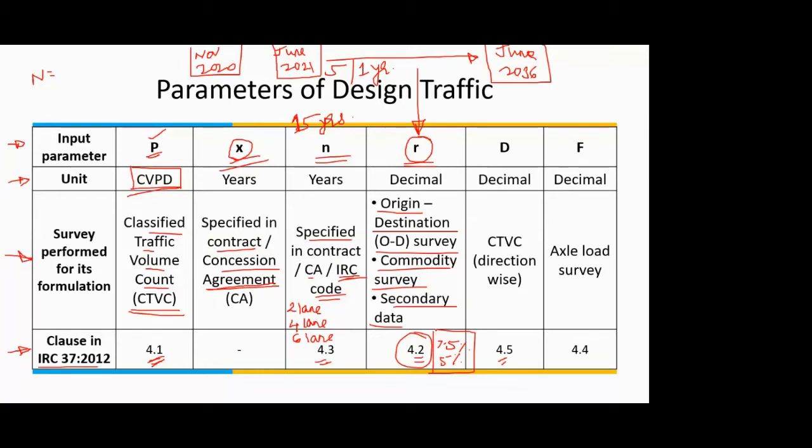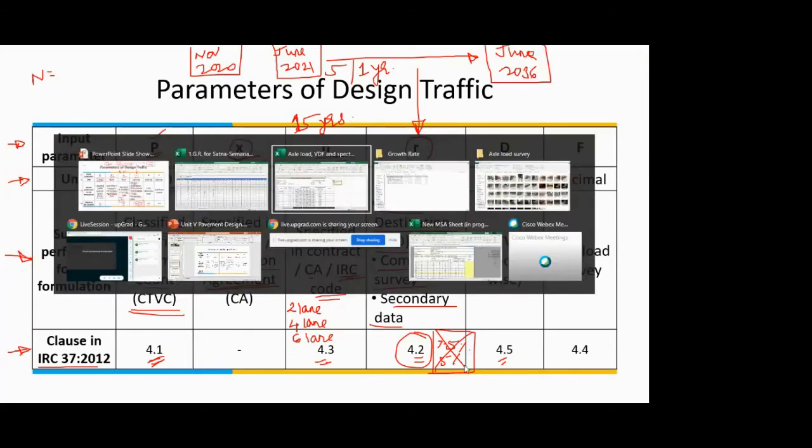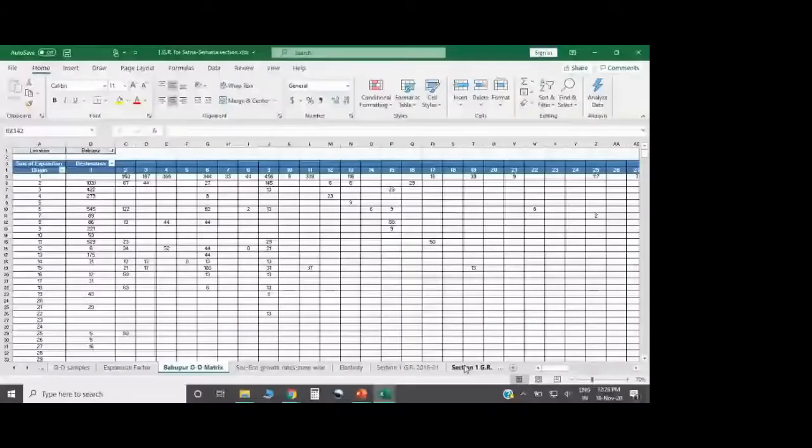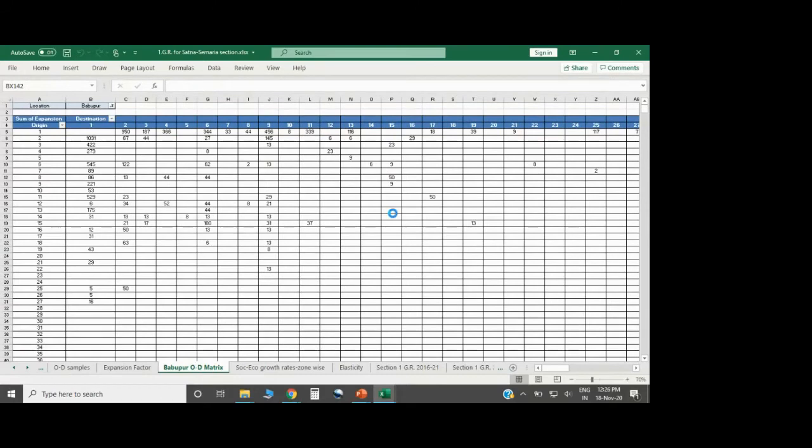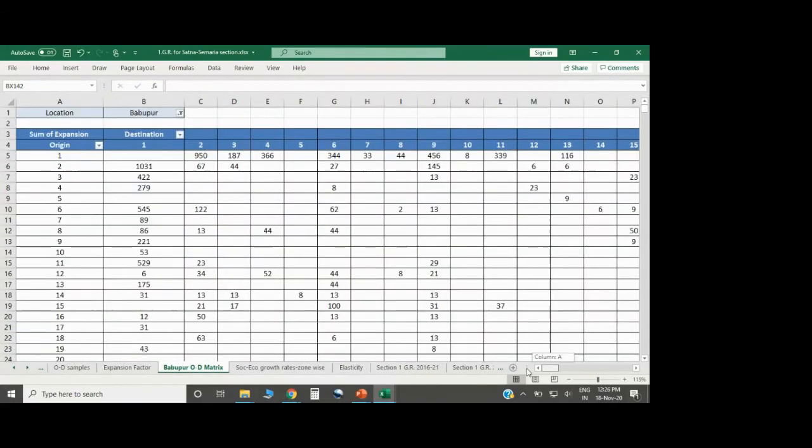So we never use this in the actual field, though you will find that when we solve numericals, you will find these values, a common one, that is 7.5 or 5, but that is only for academic purposes. For actual purposes, you never use those values. What we do is, as I told you, we do that OD survey, and then we also have the commodity survey and some other types.